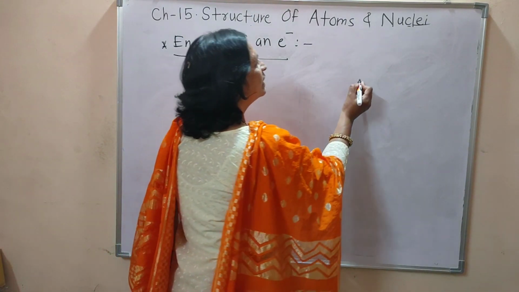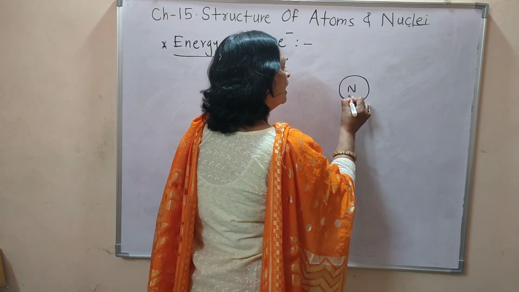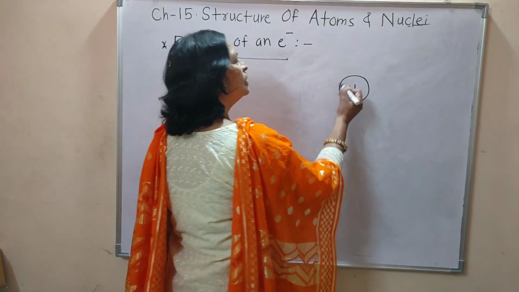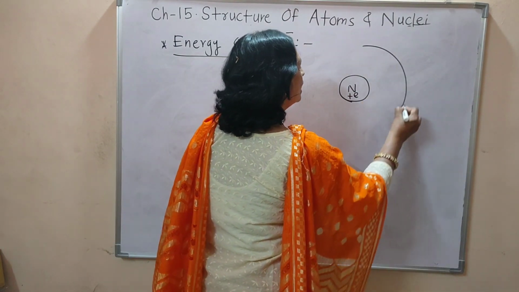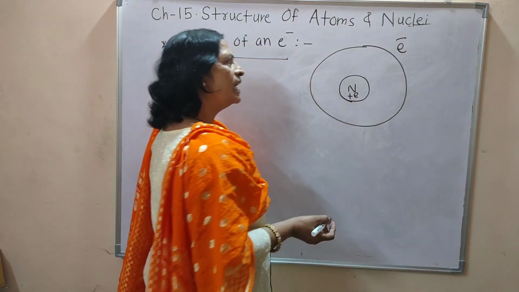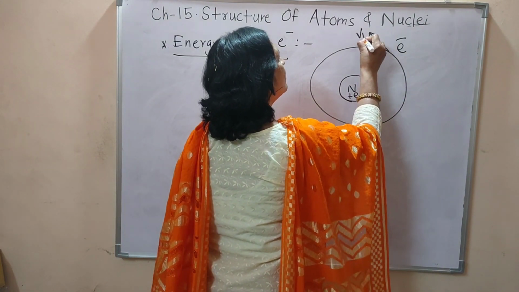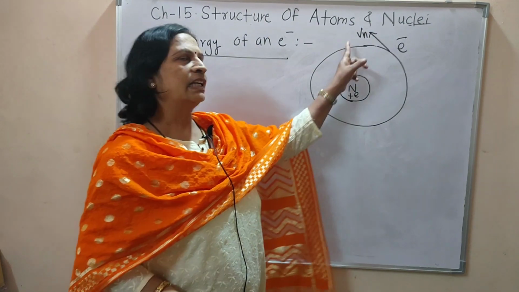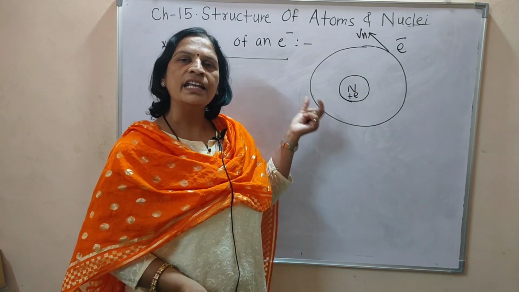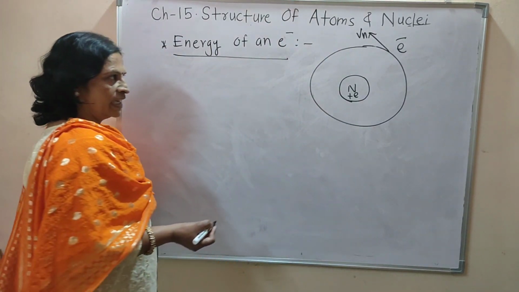We know that in an atom, the nucleus is at the center and all the positive charge is concentrated at the nucleus. An electron is revolving in a circular orbit around that nucleus, which means the electron performs circular motion. It has linear speed, and due to that linear speed, the electron has kinetic energy. So we have to calculate its kinetic energy.